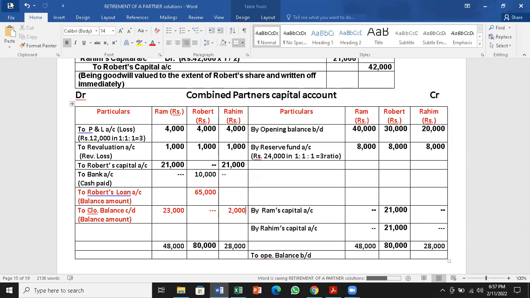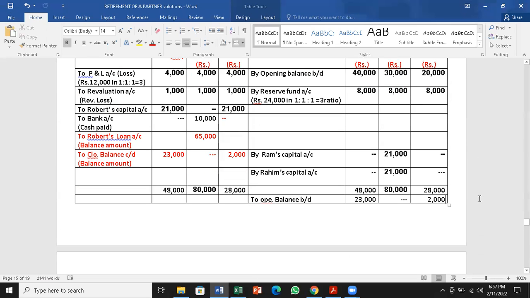Check whether the balances are right or wrong. 48,000 minus 25, I got 23. 28,000 minus 26, so 2,000. So capital accounts are closed. Hope you understood the entries therein.